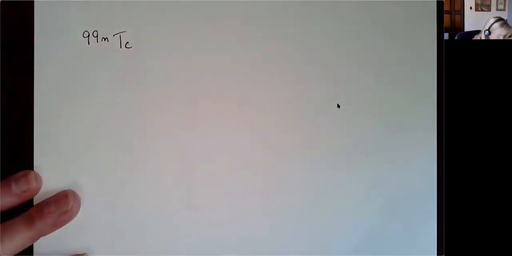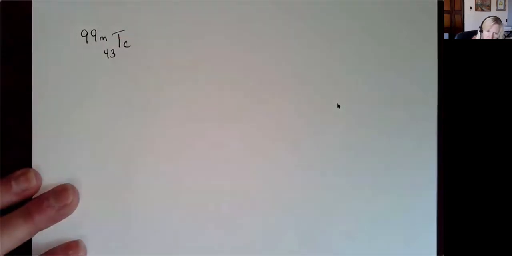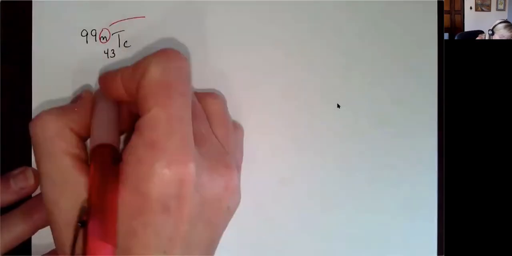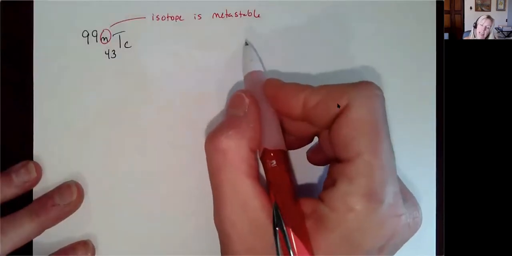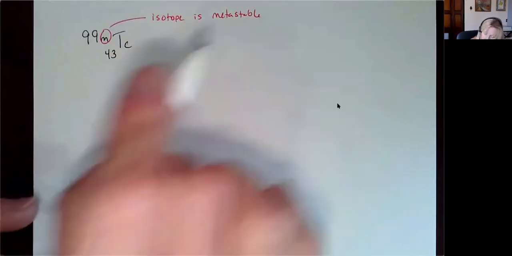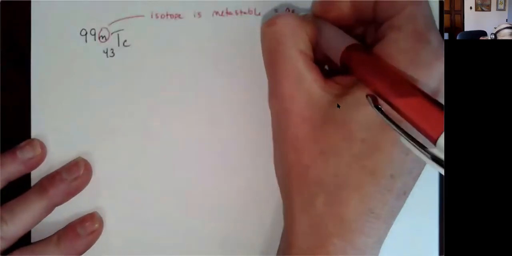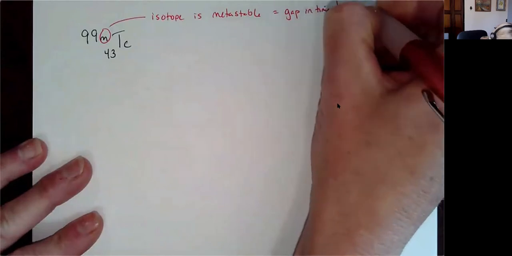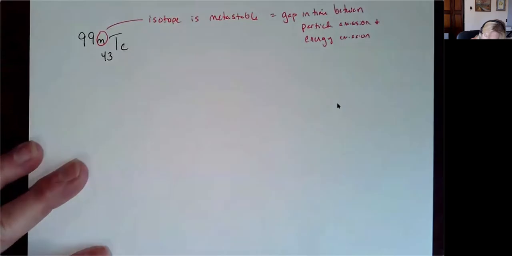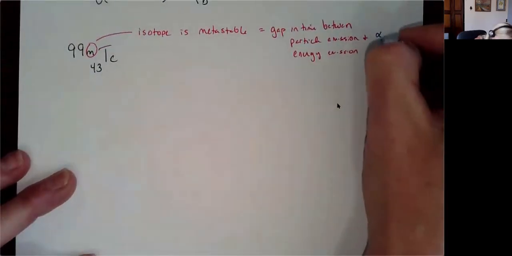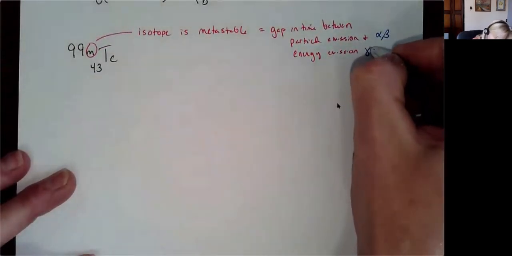A little bit of terminology here. Sometimes you'll see an element written this way. This is technetium, and you'll see this little M here. And this M is important because it means that this particular isotope is metastable. That doesn't mean that it's stable, but if you see metastable, then that means there's going to be a gap in time between your particle emission and your energy emission. So by particle, I mean alpha or beta, and by energy, I mean gamma.